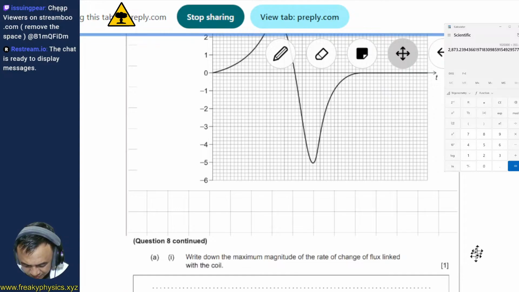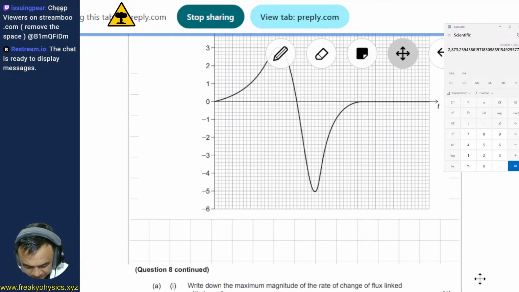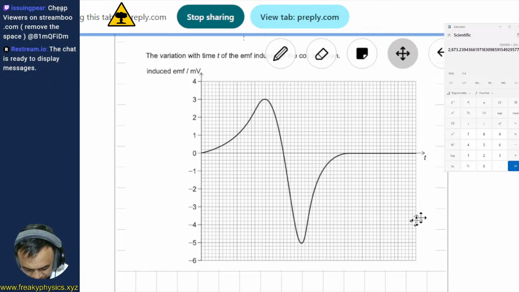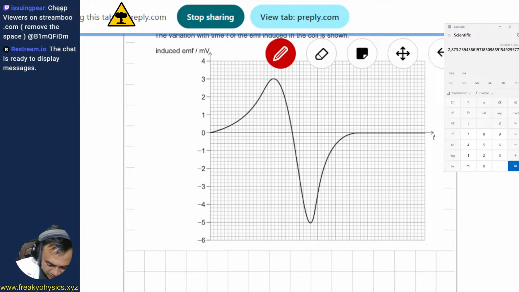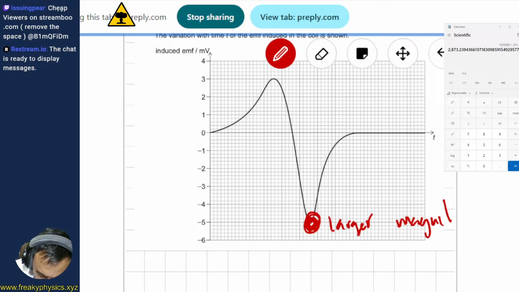Okay, the maximum magnitude. I didn't know if we do the negative or the positive or add them up. It doesn't matter at this point because it's just the magnitude. So we don't really care about the signs. But it's larger when it's negative. Not necessarily. So we have to look here. This is because this is the larger magnitude, right? Yeah. So that's what we do here.